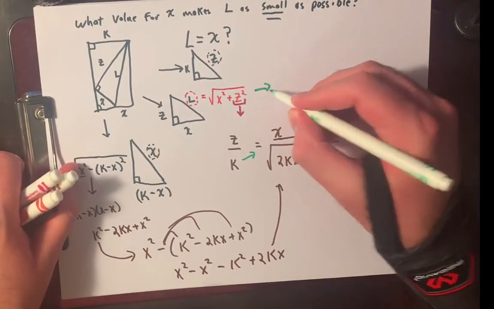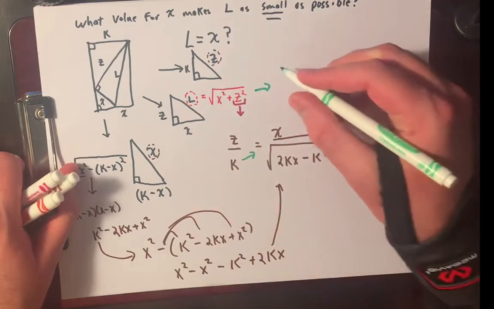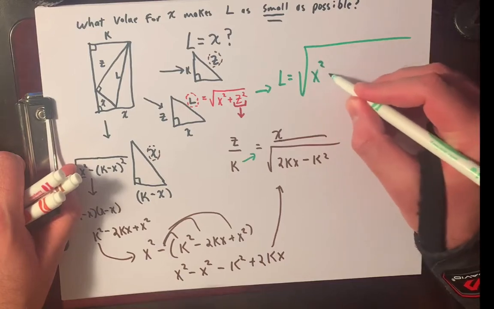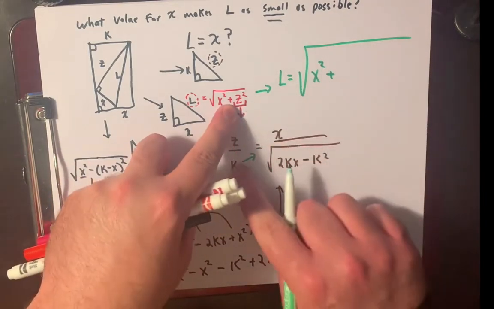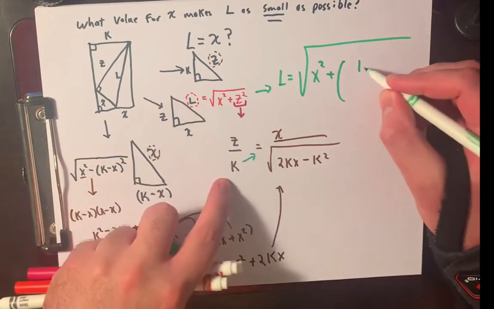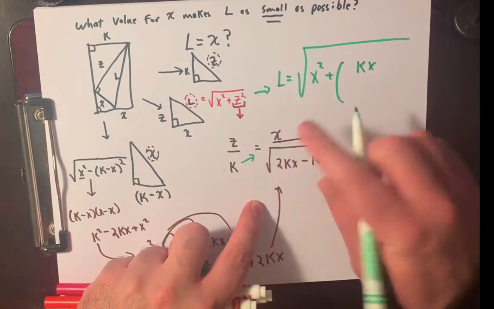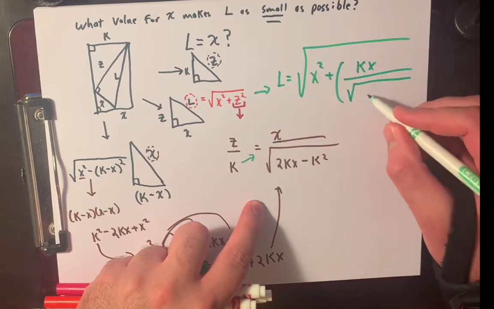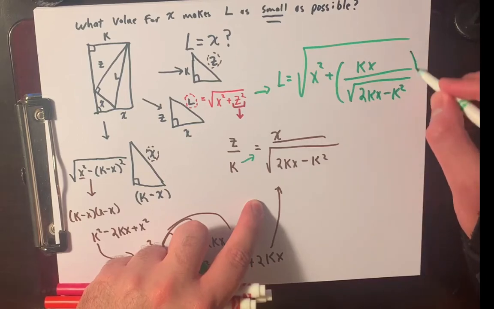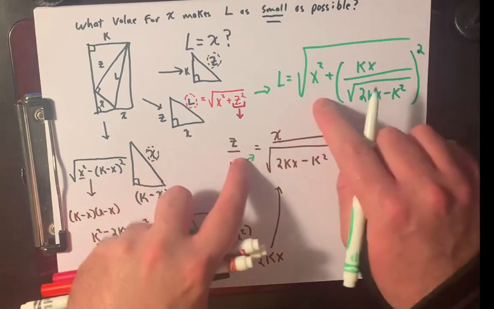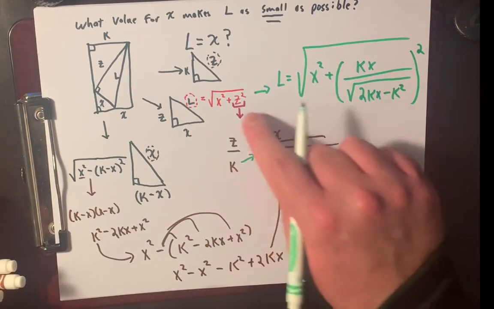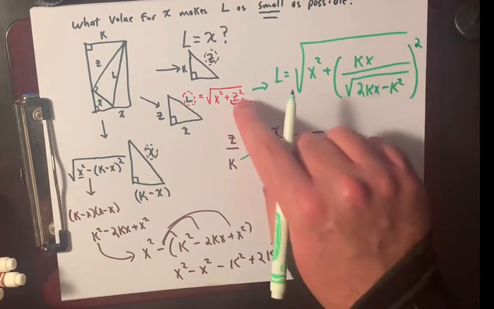But let's go ahead and rewrite what we have so far for L. So L so far in this problem is equal to x squared plus z. We already know what z is, and we're going to express that as z squared, right? So this is going to be kx, because we moved that across there, divided by the square root of 2kx minus k squared. This whole thing squared, right? We're just substituting z from this first equation there. Okay, so z by itself is equal to this, and so therefore z squared is that.